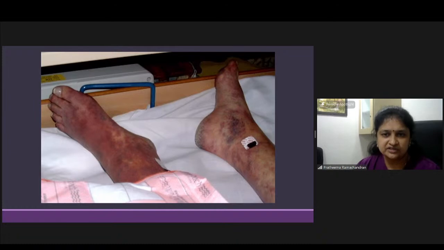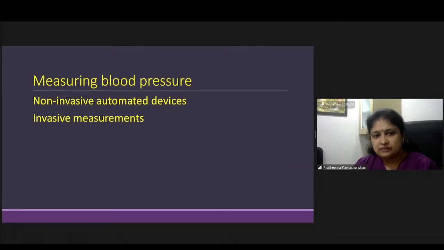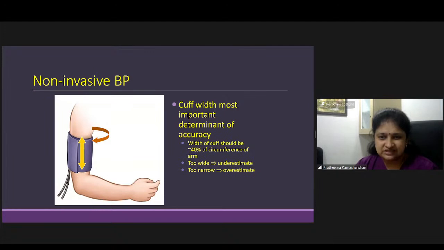So how do we measure the blood pressure? Non-invasive automated devices and invasive measurements. We went through the arterial line in detail. So non-invasive, I just want to touch upon the simple basics, because this is the first thing that we take in our hand before starting the patient on any other monitoring. So we need to know what is the right size of the cuff. Cuff width is very, very important. It should be at least 40% of the circumference of the arm.